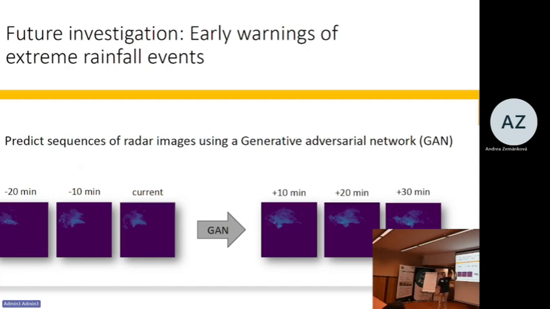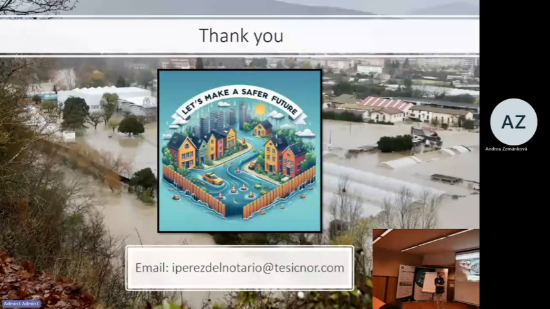We are doing this by using generative adversarial neural networks, which in the state of the art get better results, with a generator that combines convolutional neural networks and recurrent neural networks. And this is the end of my presentation. I hope you like it.